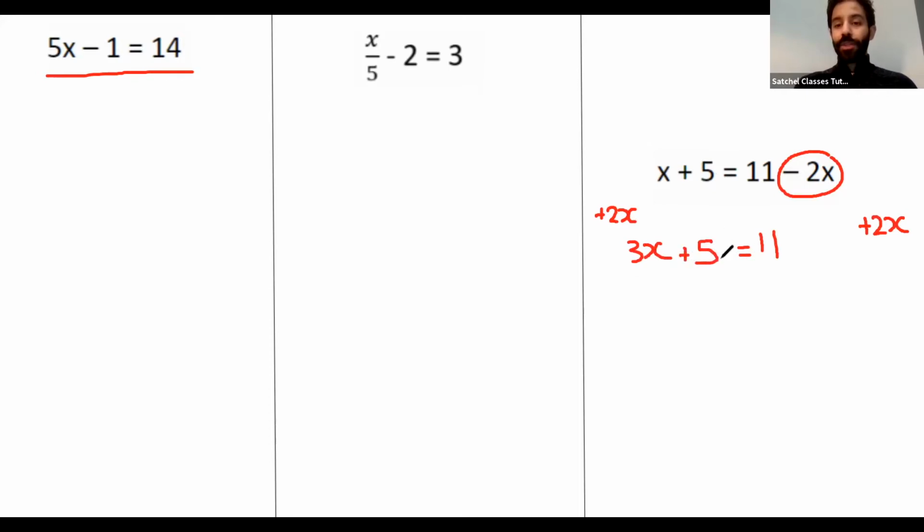So now we have a situation that's quite familiar to us, as seen in the first example on the top left-hand corner. So here, instead of adding 5, we're going to subtract 5 because we want to get rid of this 5 here. So 5 minus 5 is just 0, so we're left with 3x and our equal sign. And then 11 minus 5, that's going to give us 6.